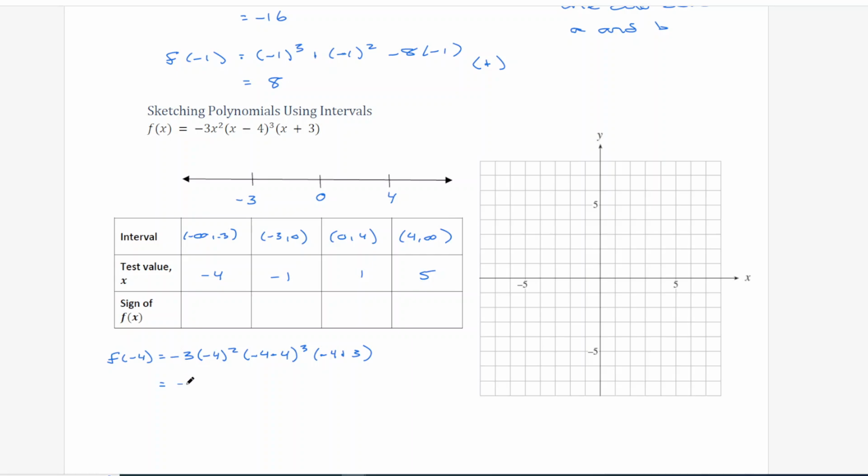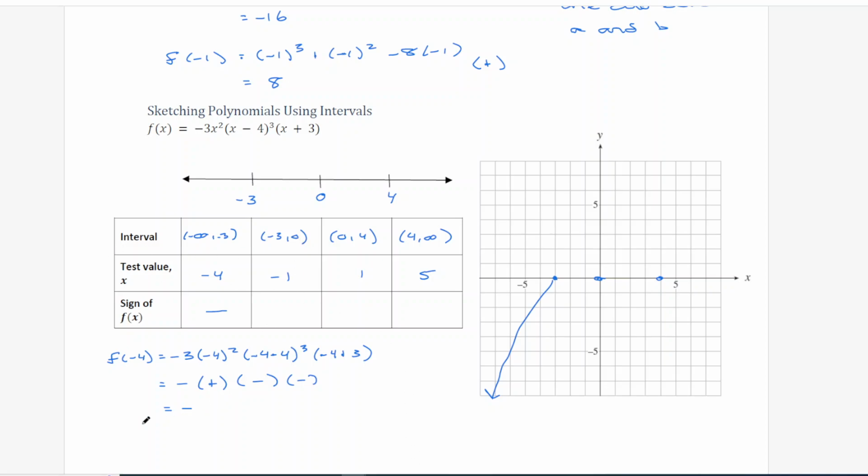So I'm going to look: okay, that's going to be a negative, that's going to be a positive, that's going to be a negative cubed, which will be negative, and then this is going to be multiplied by a negative. So since I have 3 negative signs here, this is going to be a negative value for y. So I know that this graph is going to start somewhere down here. Actually, let's break up this x-axis too. So I know to the left of negative 3, my y values are going to be negative.